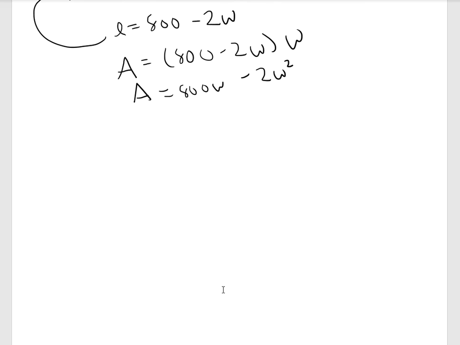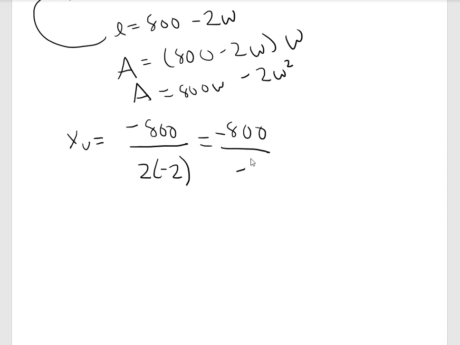And now they want us to find the largest area. So the largest area means vertex, okay? So the x-coordinate of the vertex is going to equal negative b, which is negative 800, divided by 2 times a, which is negative 2. So this becomes negative 800 over negative 4, which is just going to be 200. So the x-coordinate is 200.